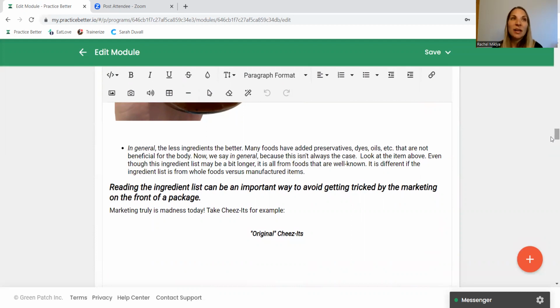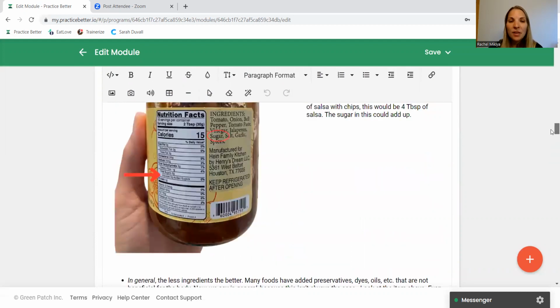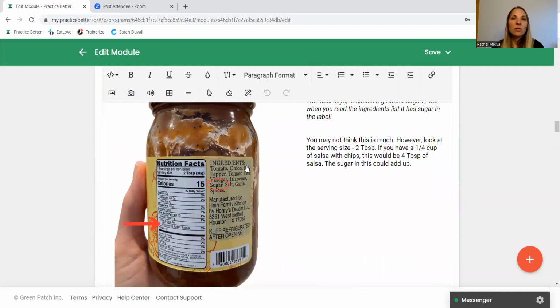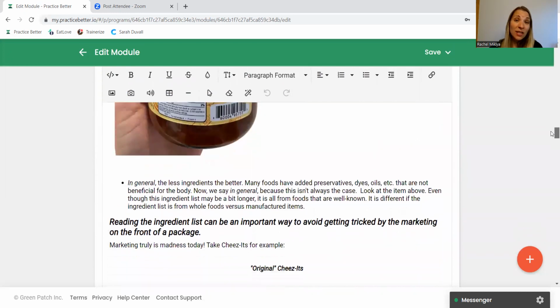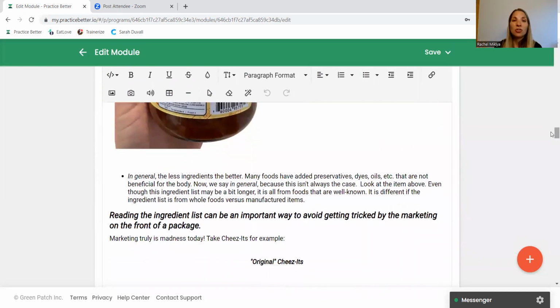In general, another main point to make is the less ingredients, the better. Now I say in general because yes, like the salsa, these are all pretty whole food based items, tomato, onion, bell pepper. But normally a lot of foods that are processed and come in a can or a jar or a box are going to have a lot of added preservatives and dyes and oils. And so those aren't going to be as beneficial for our body. So that's why we want to try to read the ingredient label and look for things that are more whole food items versus those manufactured food items.